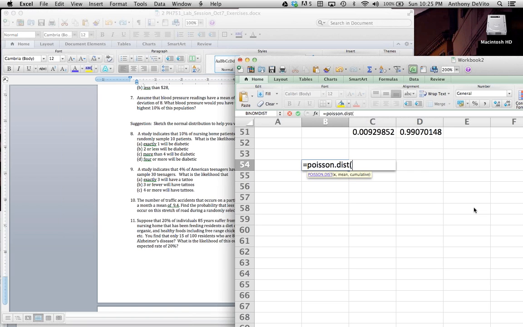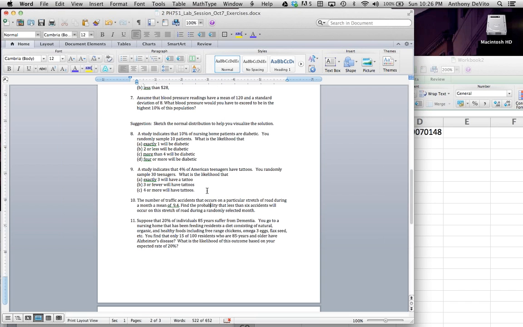Five, right? Less than six accidents means five. So what's the probability you have five or fewer? Less than six accidents, given that the mean number of accidents is 9.4 during that period of time. I'm going to say true for cumulative because we're asking for less than six, not exactly five: 5, 4, 3, 2, 1, 0 accidents. Hit enter, and the probability of having less than six accidents, in other words five or fewer, during a given month is 9%. That's the way we would use the Poisson distribution.